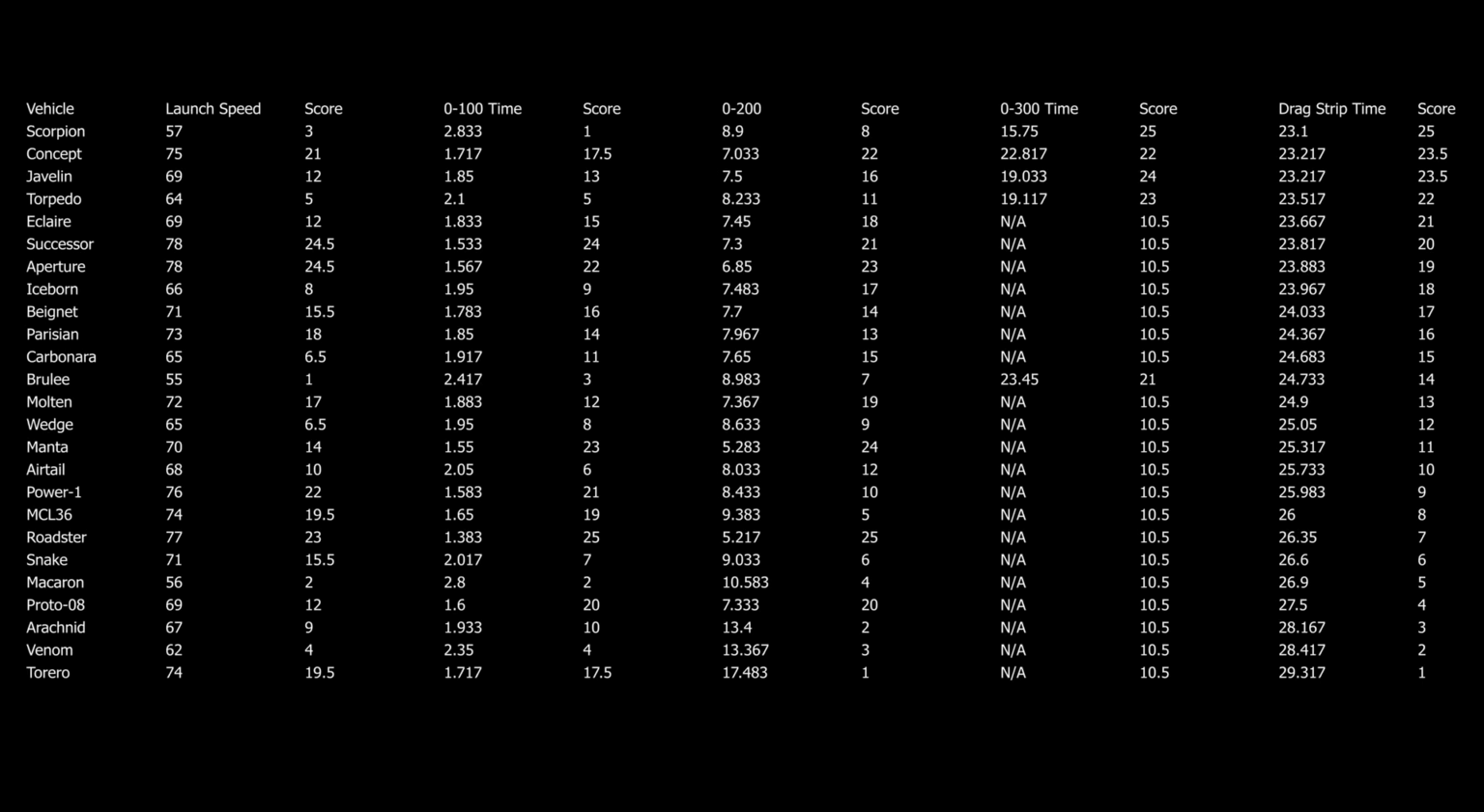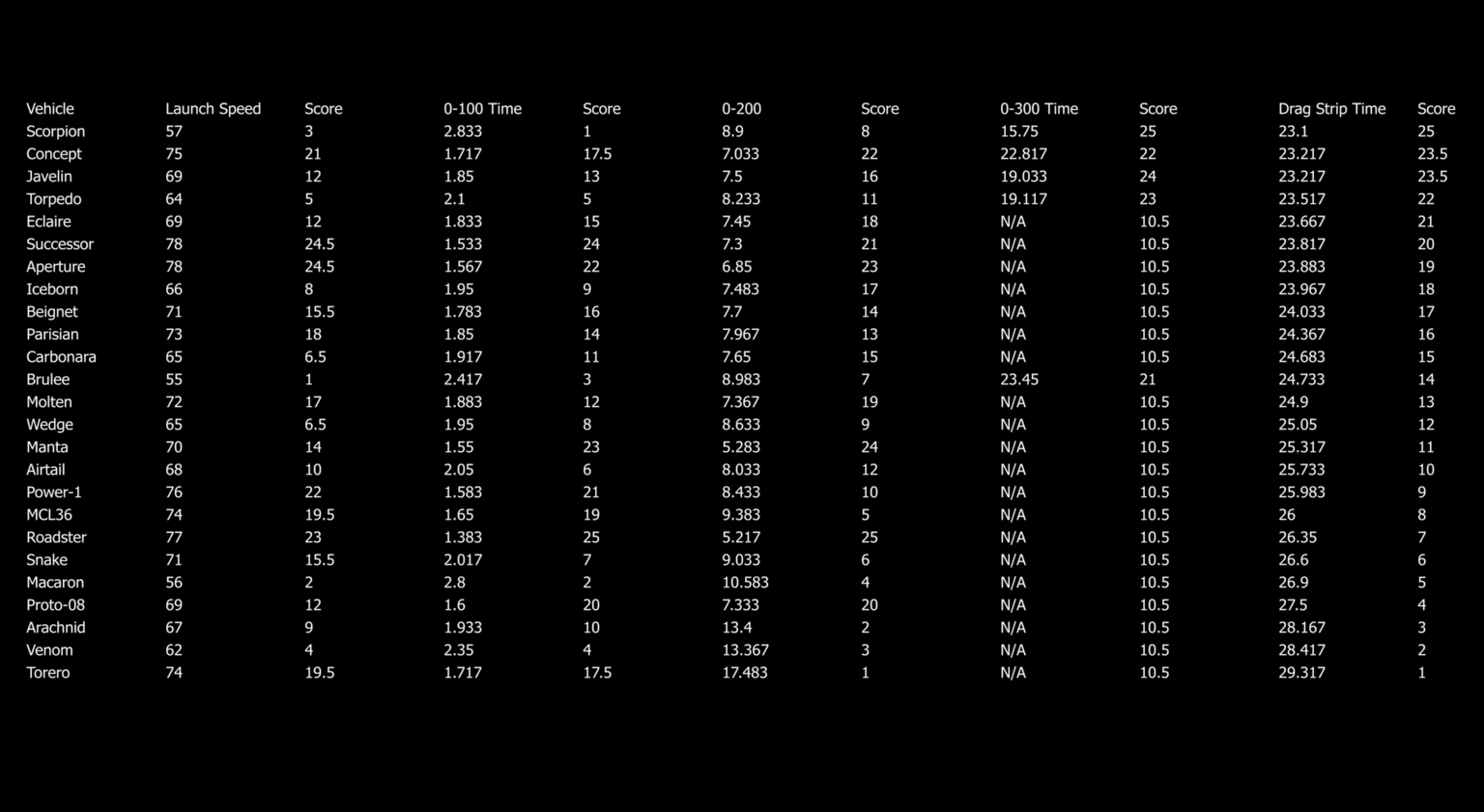So this is a lot of data, but I'll try to sum up the important bits. The cars are sorted in the order in which they finished the drag strip, and the Scorpion won that category. The vehicles with the fastest launch were the Successor and the Aperture, both reaching 78 miles per hour in a single second. The fastest vehicle to 100 miles per hour was the Roadster, doing so in under 1.4 seconds.